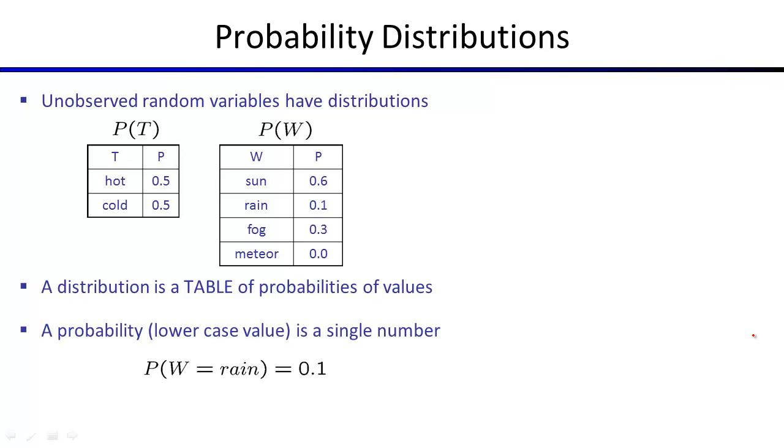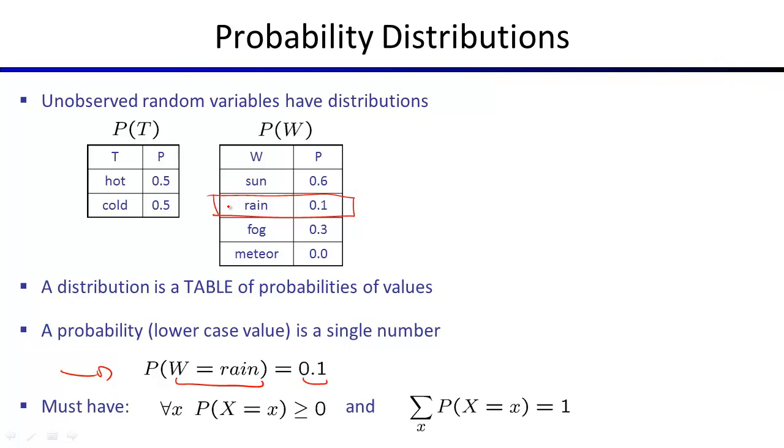And what we could do, if we start looking at individual entries of these tables, we write it as follows. So the probability of weather being equal to rain is 0.1, which corresponds to looking at this particular entry over here. And we can write these expressions for every single row in that table.